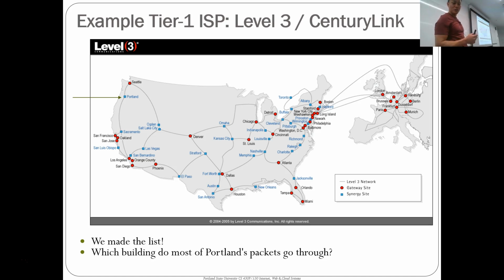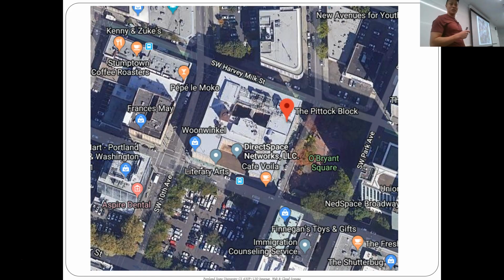So here's a question, and don't look ahead if you have the slides, which building do most of Portland's packets go through? Anybody know? Does anybody know where this is?